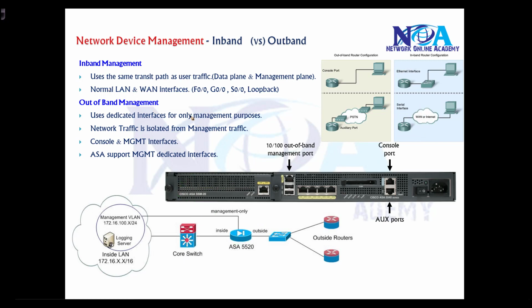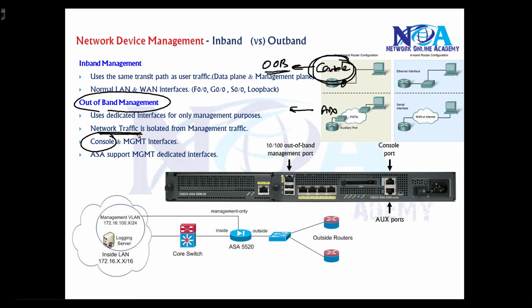Whereas if you are using two separate interfaces, the simple example is the console port, which is a dedicated out-of-band management interface. Using this console port or auxiliary port, we can only do management, but we cannot use that interface to forward any kind of data plane traffic. So we call this out-of-band management. Console and auxiliary ports come under this category. So your normal network traffic is completely isolated from the management traffic.